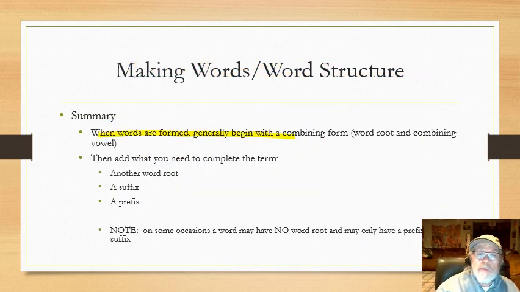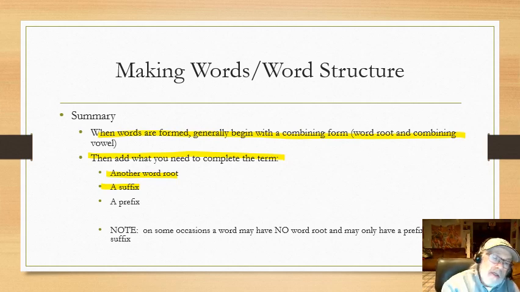When words are formed, they generally begin with the combining form, the word root and the combining vowel. Then add what you need to complete it. So this is how we make a word. Take a word root, because that word root is exactly where the word starts from, the basic center portion of the word. Then you can do a couple things. Number 1, I add another word root if I want, if it makes the word better and says what I want to say. Not a problem. And because I have a word root, I also have to add a suffix. Then I may or may not add a prefix. That just makes it much more descriptive.